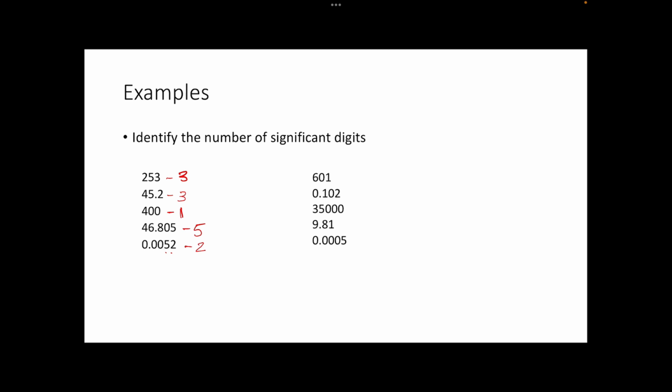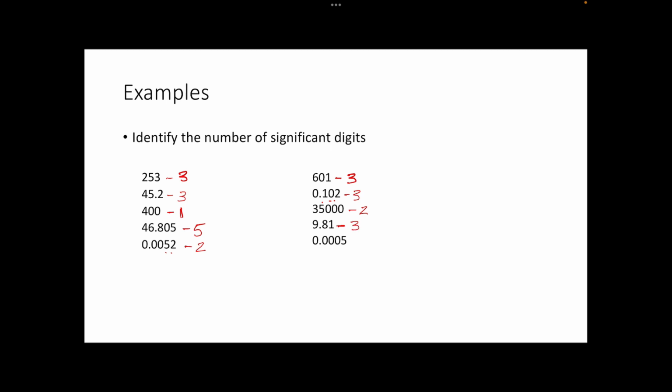601, so there's 2 non-zeros. There's 1 zero in between, so that will be 3. All right, 0.102. We said zeros on the left are not significant, but the 0 in between is, so this will also have 3: the 1, the 0, and the 2. 35,000 right here. There is no decimal point, so these zeros are not significant, so that means we have 2 significant figures. 9.81, those are all non-zeros, so that will be 3.